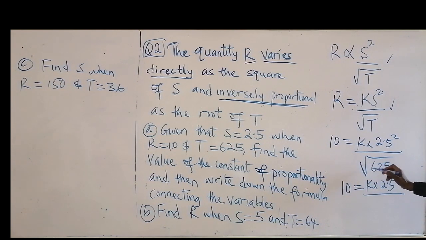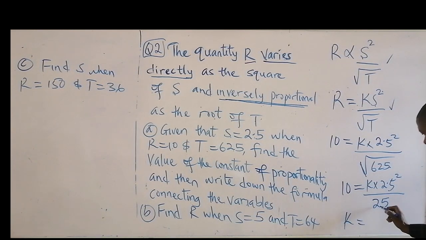So this will be 10 equal to k times 2.5 squared all over the square root of 625, which is 25. So k is equal to, cross multiply, 25 times 10, that's 250, all over 2.5 squared. So that's 40.